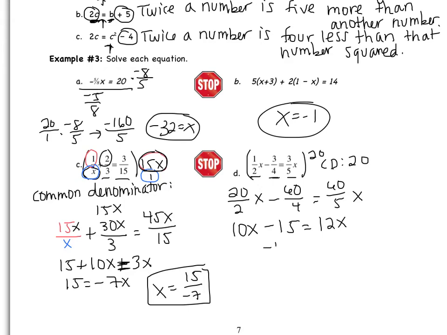Subtracting 10x, I get negative 15 equals 2x, because 12 subtract 10 is 2. Dividing by 2, I get x to be negative 15 over 2. And that one should have been done without a calculator. If you got it wrong, that's okay. Fix your work, and hopefully you now know what you did wrong. If you have questions, bring them to class tomorrow.